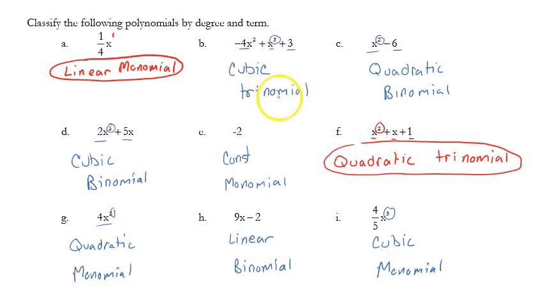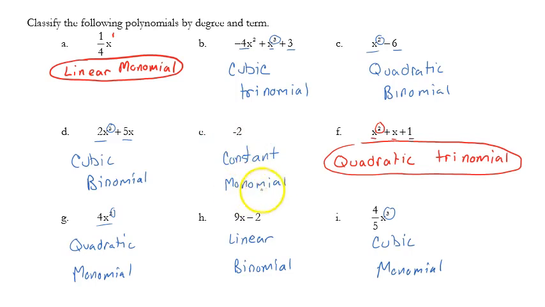Alright, so we have a cubic trinomial. 3 is the largest exponent, and there are 3 terms. Quadratic binomial, largest exponent of 2, 2 terms. Largest exponent of 3, 2 terms. Cubic binomial. No exponent at all makes it a constant.